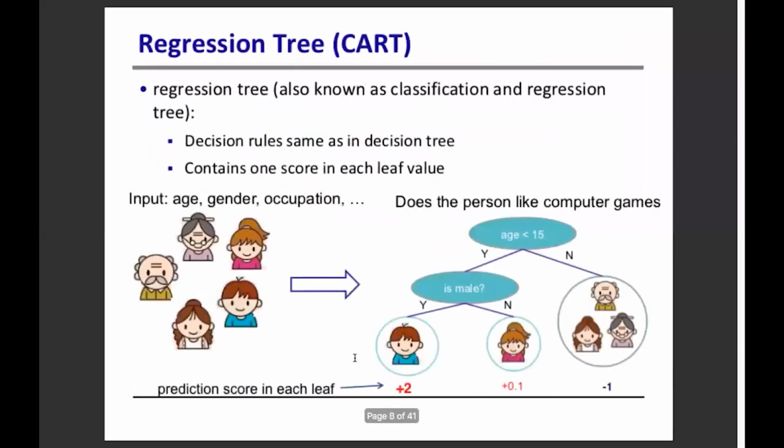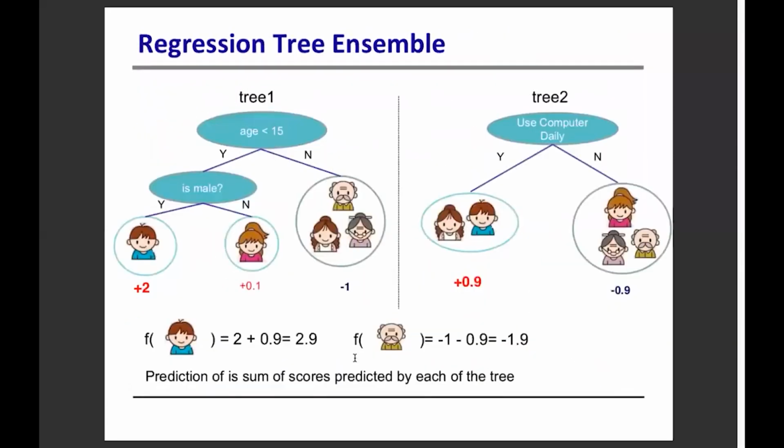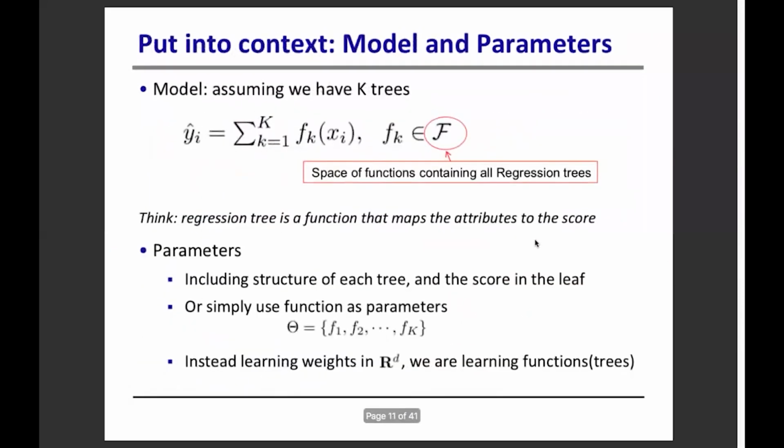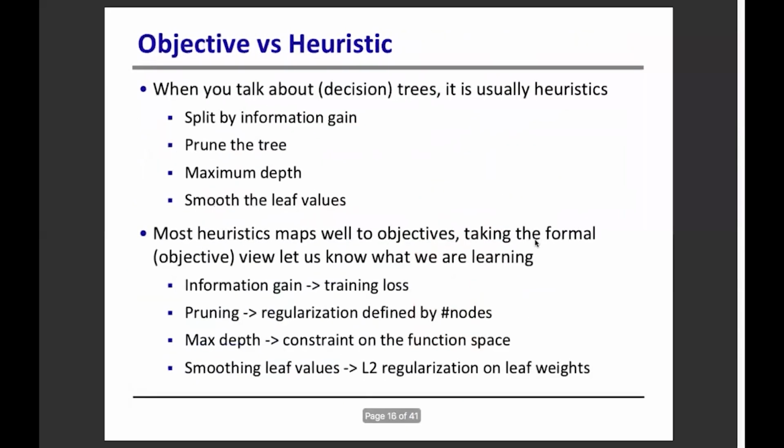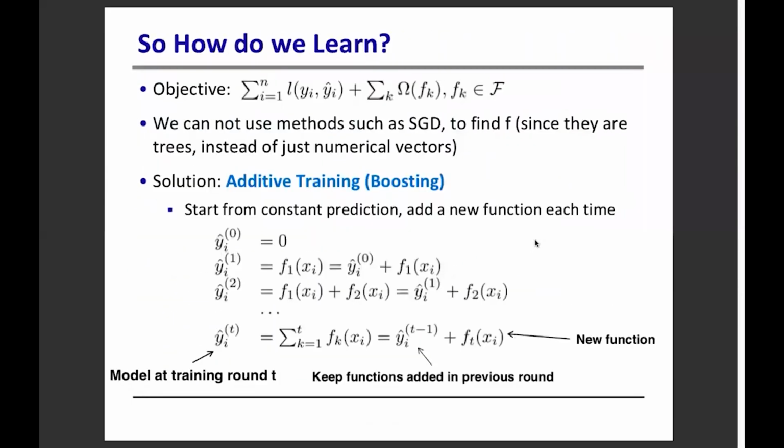Here we have tree 1 and tree 2. The prediction from tree 2 is 0.9, or minus 0.9 in this case. So we basically keep on coming up with more and more trees one step at a time.